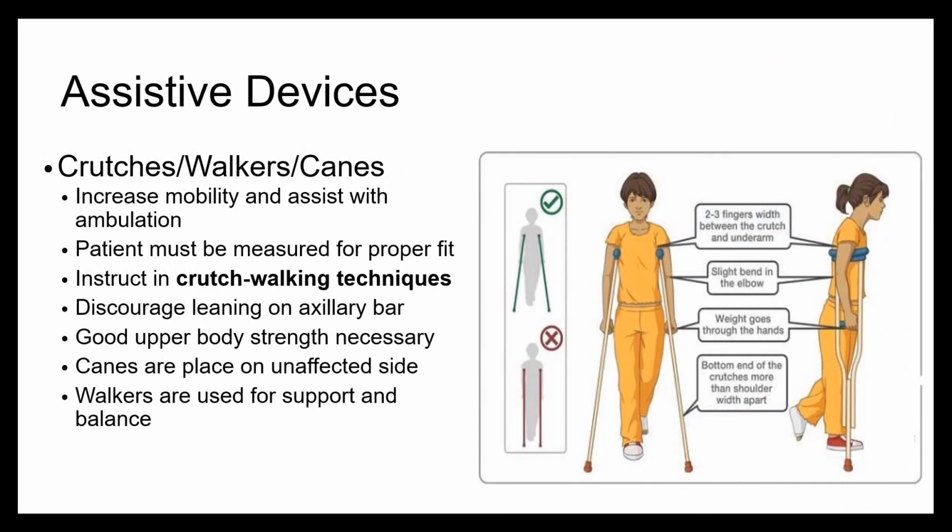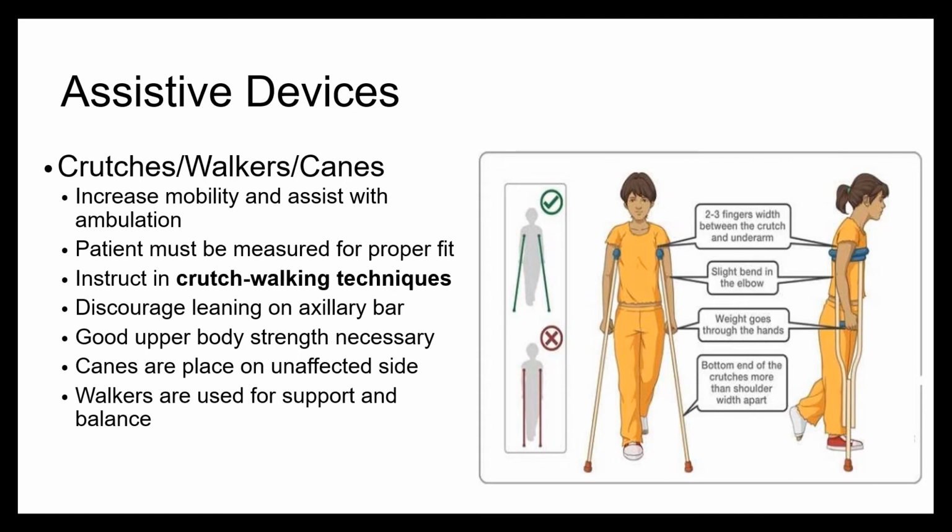In regards to assistive devices for patients with lower extremity injuries, we can use devices such as crutches, walkers, and canes. These are going to increase the patient's mobility, and it will assist them with ambulation. Patients must be measured for a proper fit. This is usually done by the physical therapist, and physical therapy oftentimes are going to be the ones to instruct the client on the crutch walking technique that they may be prescribed. However, nursing is going to be responsible for reinforcing that teaching.